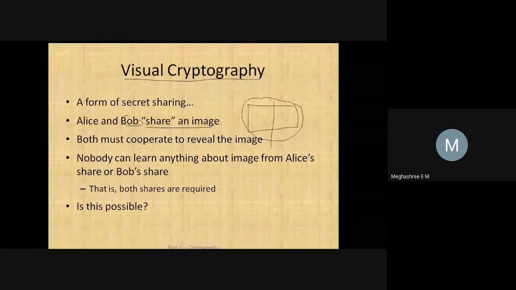Okay, so now consider there is an attacker who tries to find out the image that is with Alice. Since she has only a share of this image, even though the intruder hacks her share, he will not know what information is actually present in the image. The same goes for Bob's share as well. To find out what is present in the image, both shares are required. Now the question is, is it possible? We'll see in the next slide.